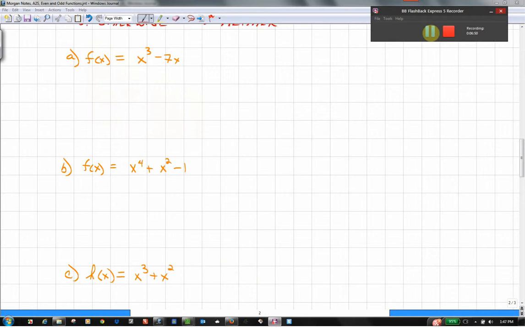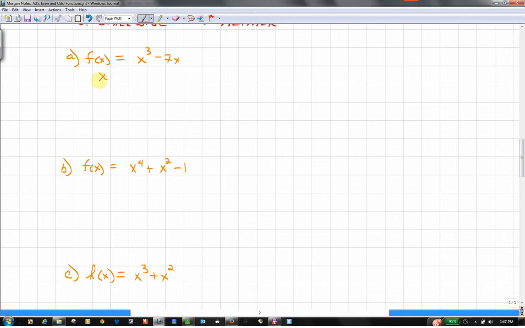Okay, let's work through some examples. I'm going to put in 1 and a -1 for x and see what I get out for f of x, which is y. So if I put 1 into here, I get 1 cubed minus 7. So 1 cubed is 1, minus 7.